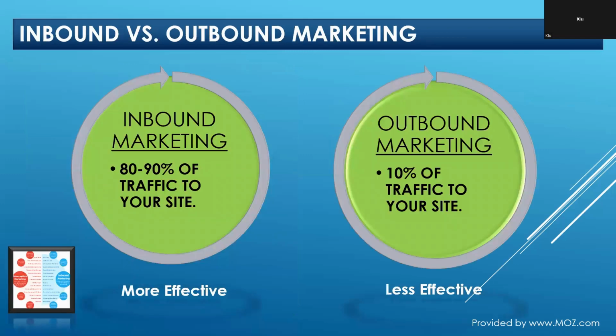So Moz talks about these two different types of marketing activities. Inbound marketing is more effective: 80 to 90% of the traffic to your website is going to be due to inbound marketing activities. Outbound marketing is not wrong, but it's probably going to be less effective for you. You could assume 10% of the traffic to your website is going to come through outbound marketing techniques as opposed to inbound marketing. So if you have limited time and budget, and we all do, focus on inbound marketing and you get more bang for your buck.